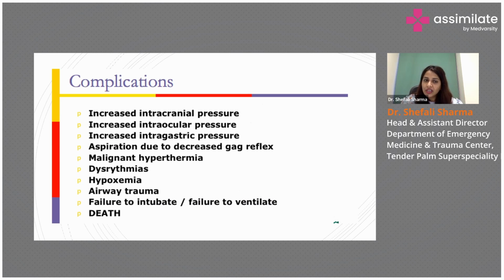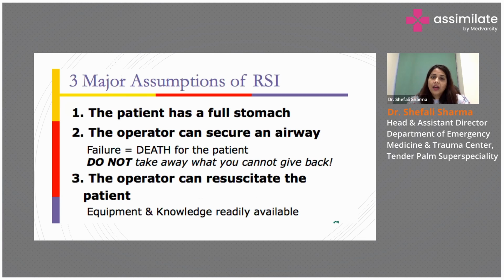The most important complications of going ahead with RSI or intubation could be increased ICP, increased IOP, that is intraocular pressure, increased intragastric pressure, aspiration due to decreased gag reflex, malignant hyperthermia in patients who are predisposed or where medications like succinylcholine are used, dysrhythmias, hypoxia, airway trauma, failure to intubate and failure to ventilate, where your backup plan should be in place, and probably death if the person is unable to intubate the patient.